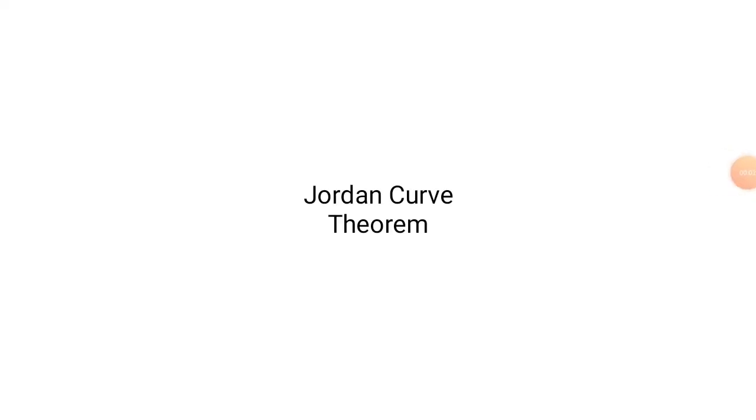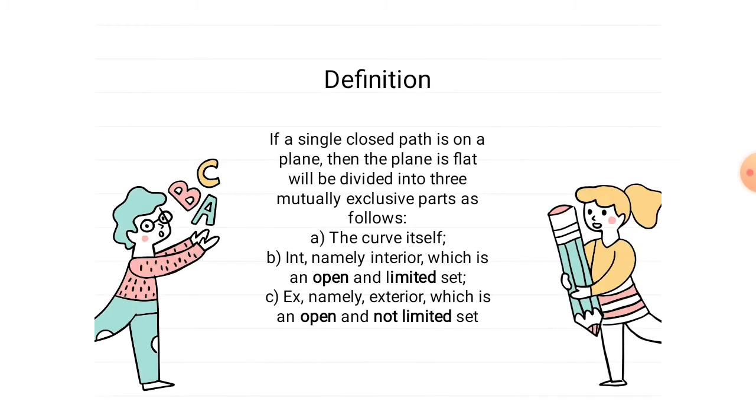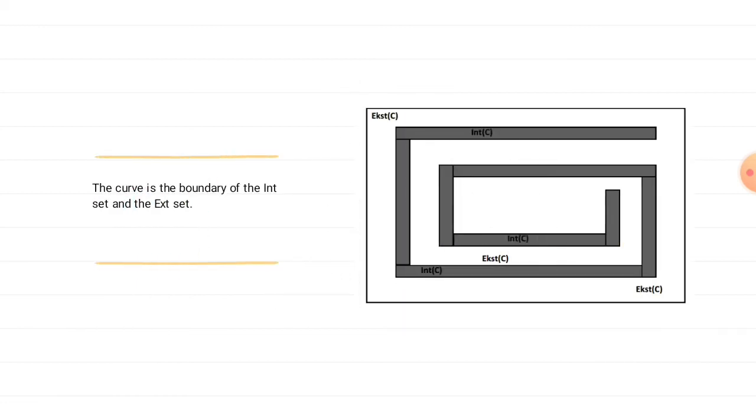Jordan curve theorem. Definition: if a single closed path is on a plane, then the plane will be divided into three mutually exclusive parts as follows. First, the curve itself. Second, the interior, which is an open and limited set. The third is the exterior, which is an open and not limited set. Here is the curve of the Jordan curve theorem. The curve is the boundary of the interior set and the exterior set.